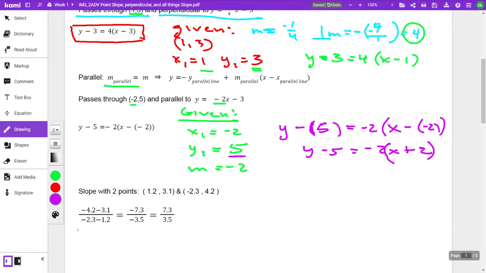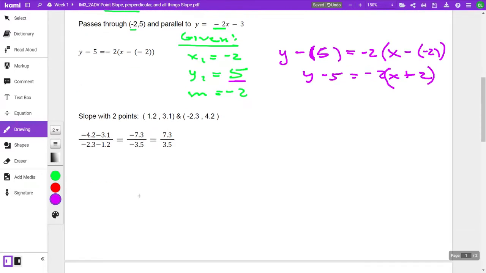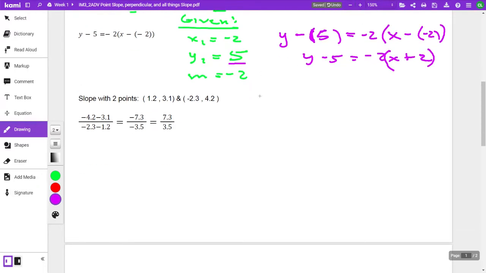All right, so slope or rate of change between 2 points, guys. You could call this x1 and this y1, and this x2 and this y2. So we take our 4.2. Not sure why I put a negative there, but we'll just call this a negative.